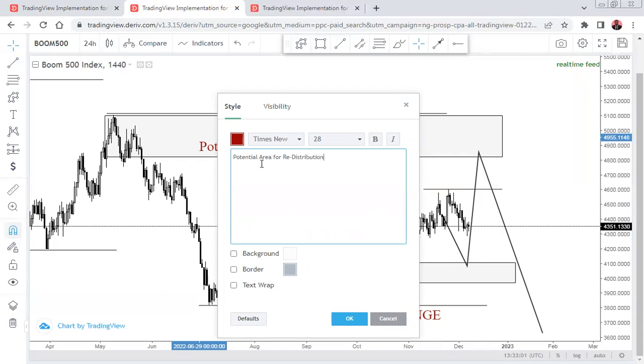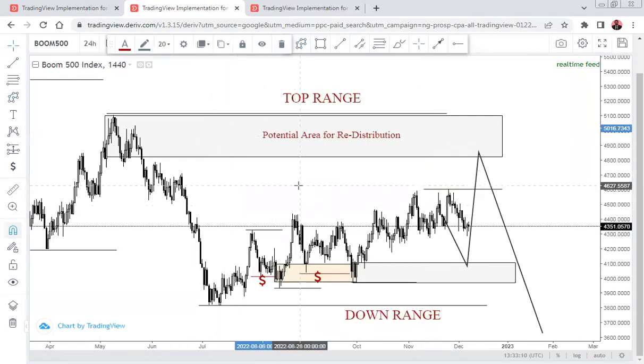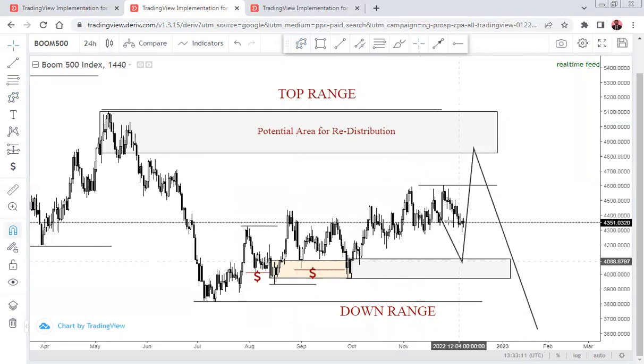Potential area for redistribution. I want to see what price does within this region, and then we can take price down. So that's just it. Price can come in here. Price can decide to come in here. But remember, this is the counter trend. This is the range, top range, down range.